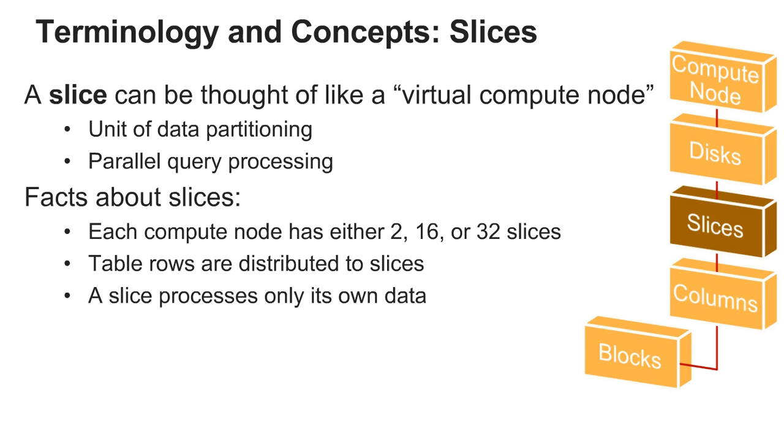In that, we take one of our nodes and we split it up into either 2, 16, or 32 slices. And we store the data slice by slice, and each slice basically has its own set of resources, its own memory and CPUs, and they work independently from each other. So that's how we're able to achieve such parallelism in Redshift.